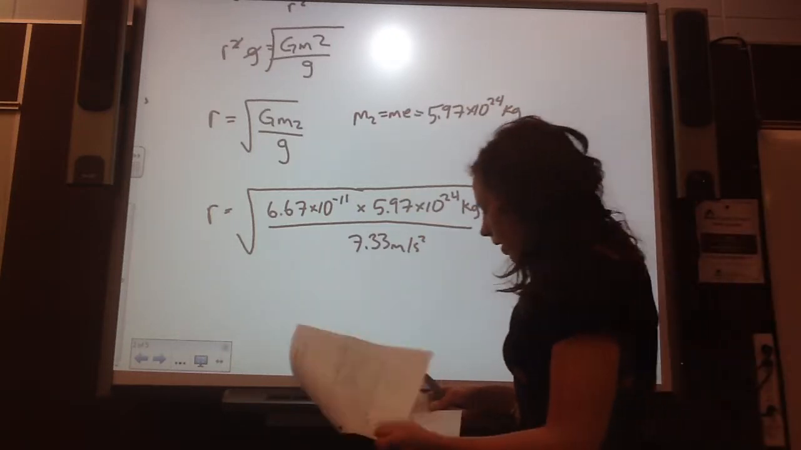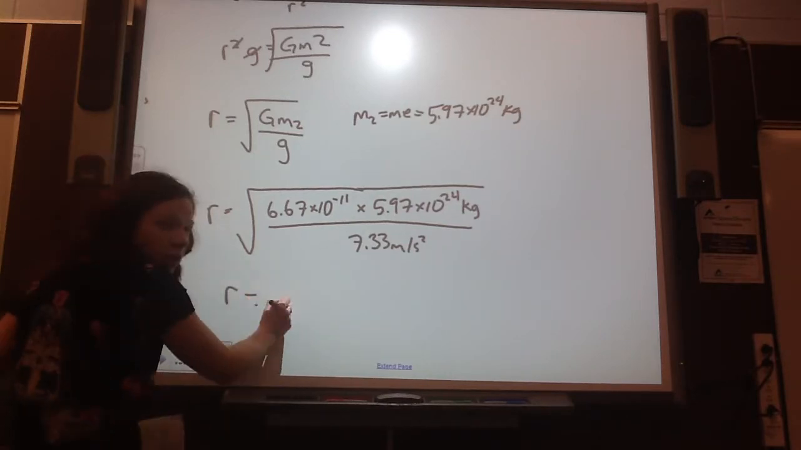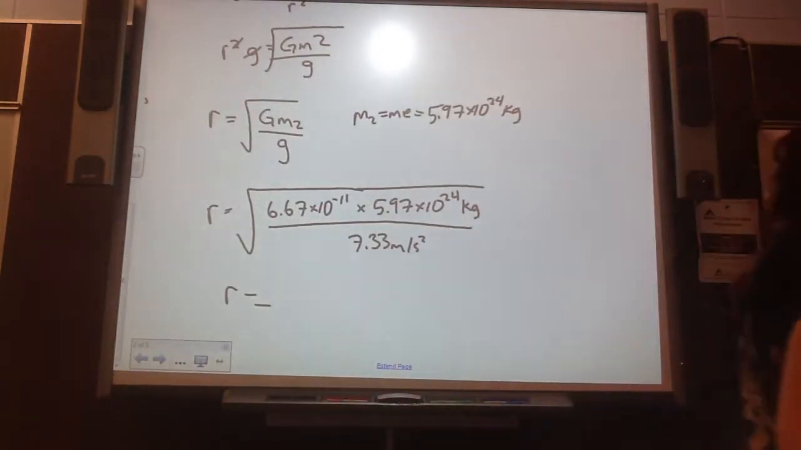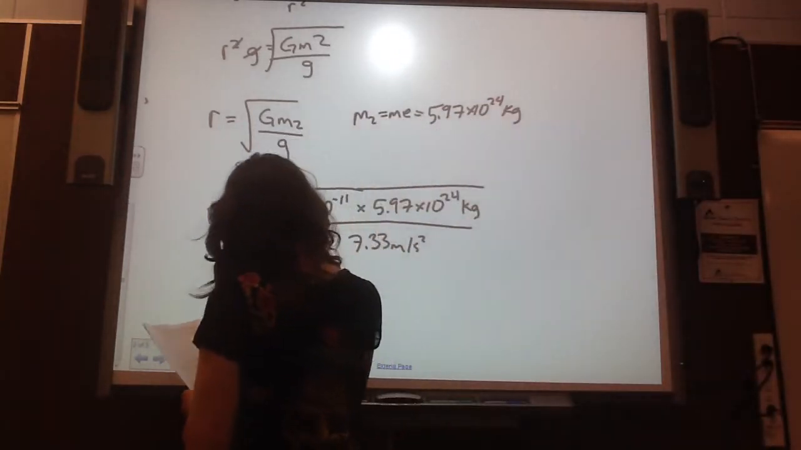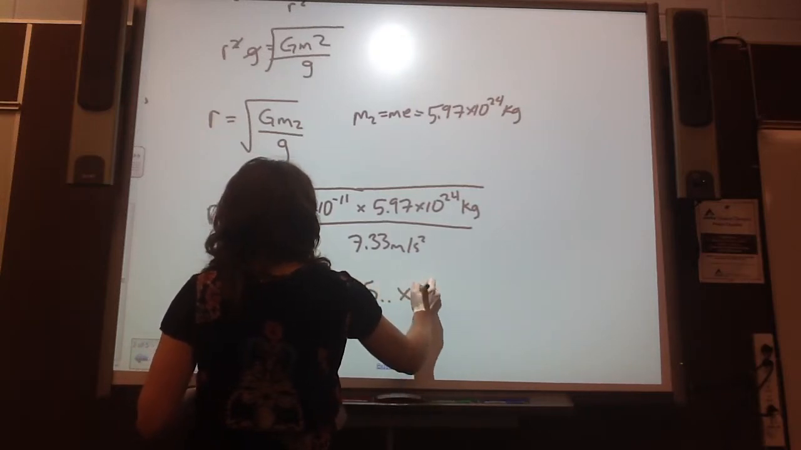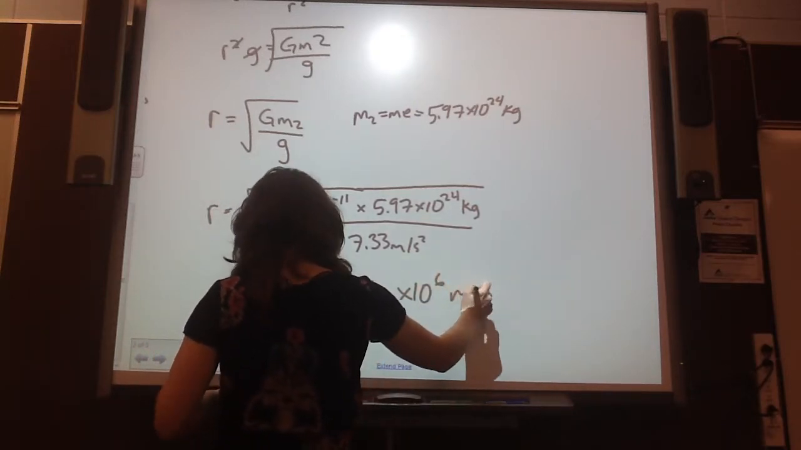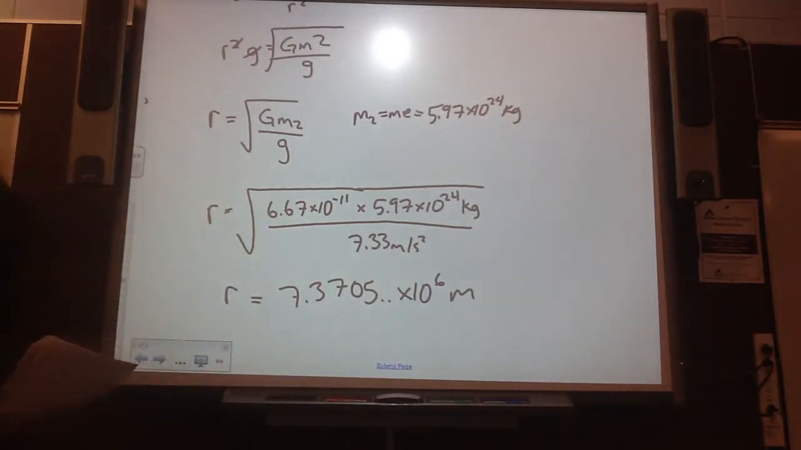Okay, so when you plug that in, you should get R. Oops, I picked up the wrong thing. R is equal to 7.3705, etc., times 10 to the power of 6 meters. But this is my R total.